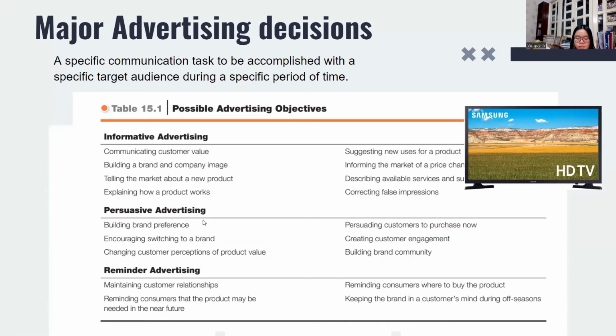First of all, informative advertising is used when introducing a new product category. In this case, the objective is to build primary demand, and persuasive advertising becomes more important as competition increases. For instance, when the HDTV became established, Samsung tried to persuade consumers that its brand offers the best quality for their money. Some persuasive advertising has become comparative advertising or attack advertising, in which a company directly or indirectly compares its brand with one or more other brands.